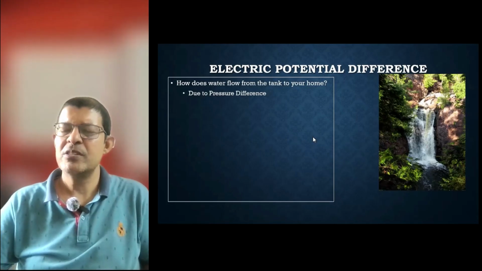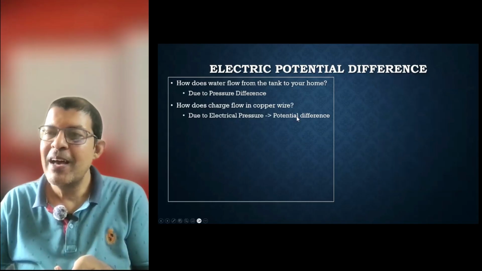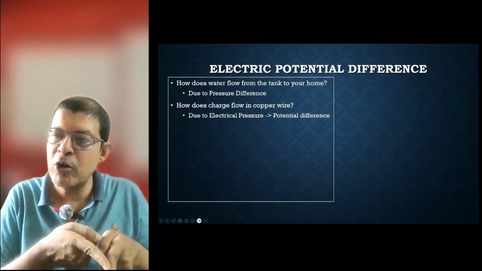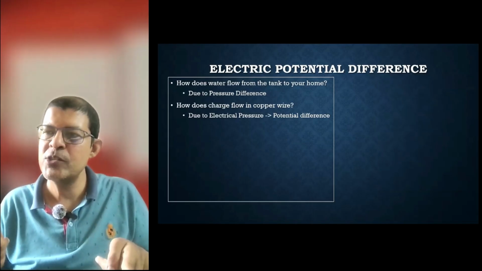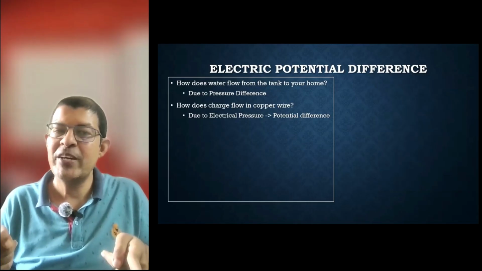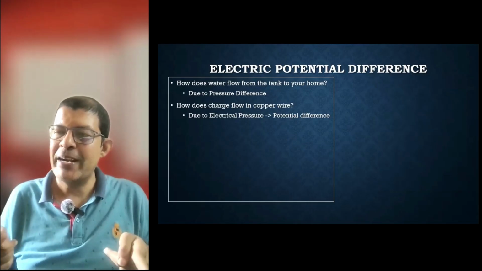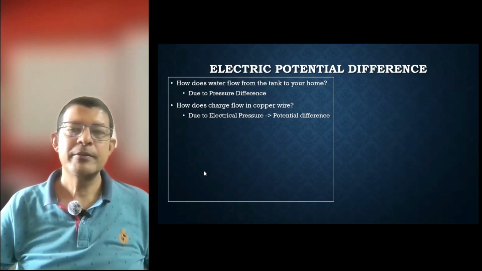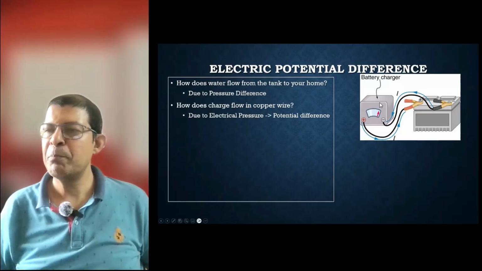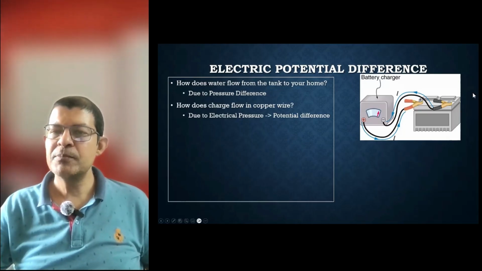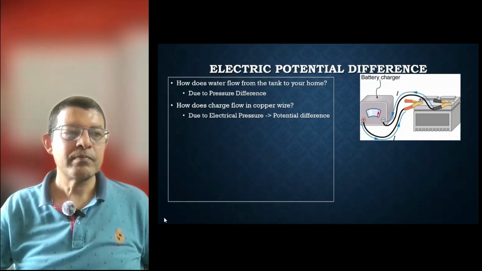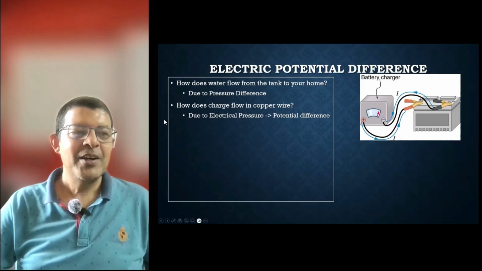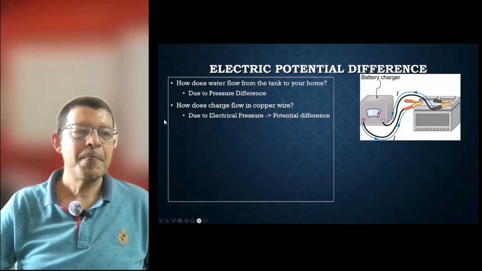There is no pressure difference here, but there is electrical pressure. And the electrical pressure is caused due to the potential difference. The potential difference is between the positive terminal of the battery and the negative terminal. One is at high potential and the other is at low potential. That is why, due to this potential difference across the battery, the current flow is made possible. Right? So if you see here, we have taken this sample circuit. We have a battery charger here. This battery charger is connected to another battery which does not have any charge.